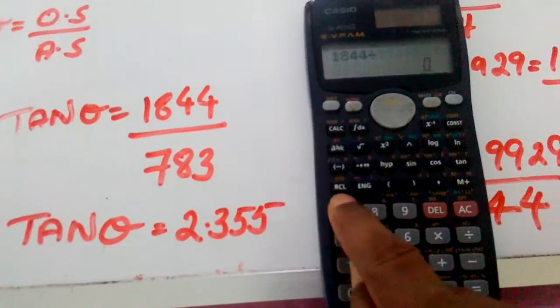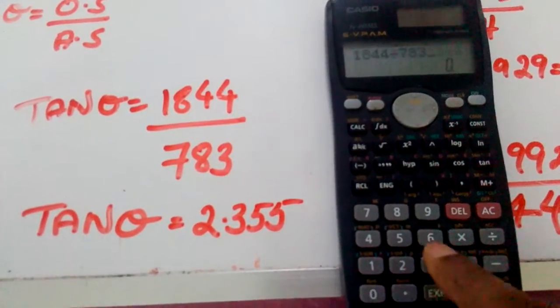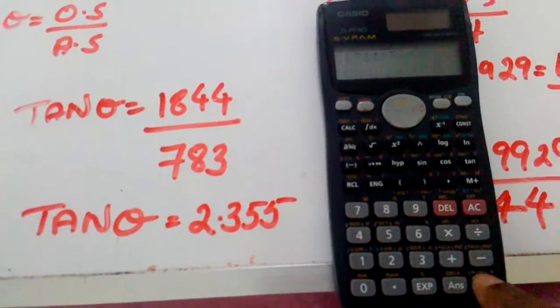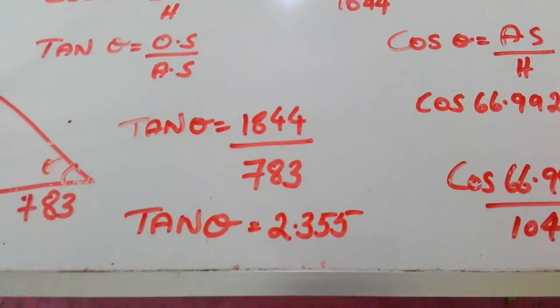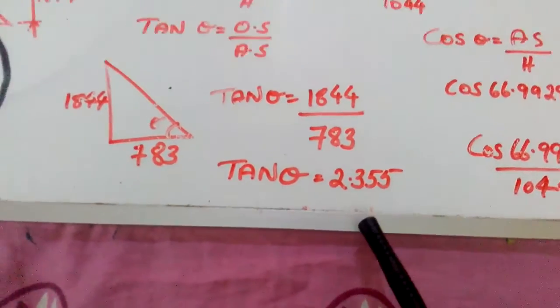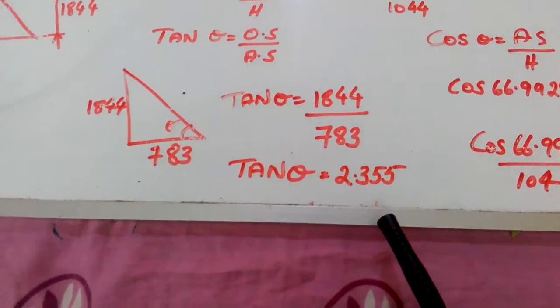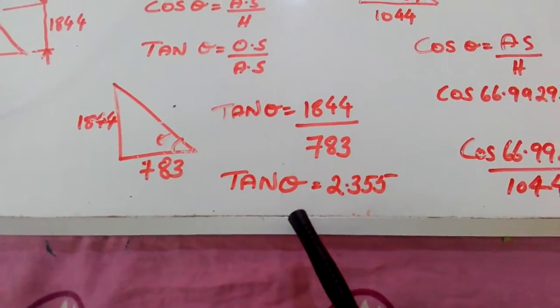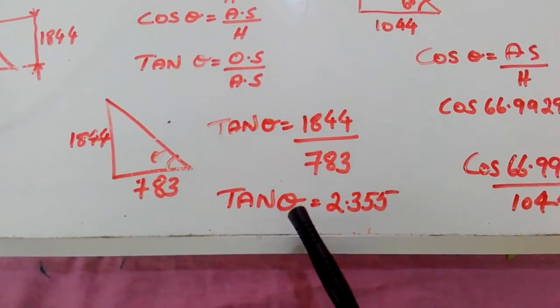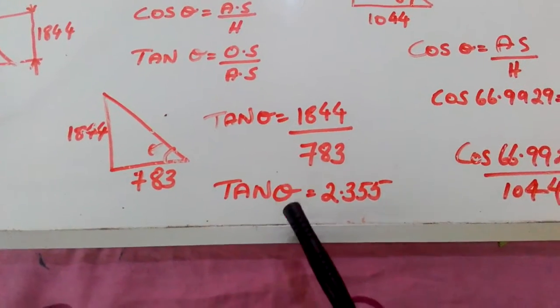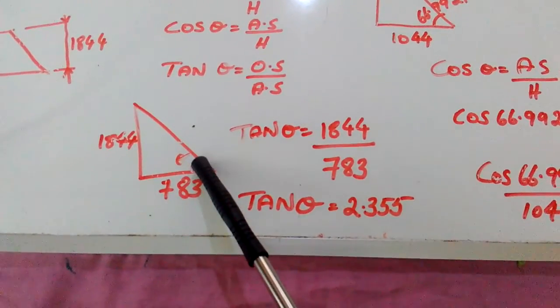divided by 783 is equal to, we have got 2.355. What is this? This is tan theta, not theta, not the degree. But we have to find theta. We have to find the degree. We have to find this degree.